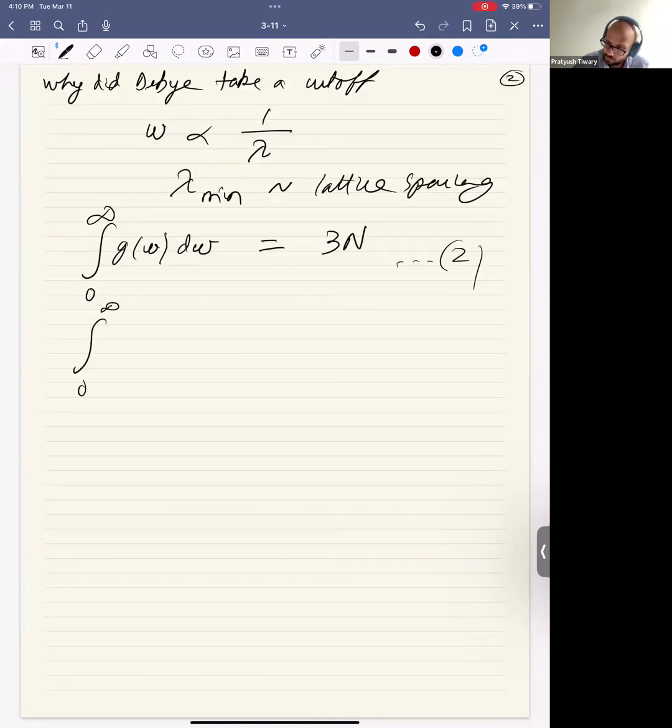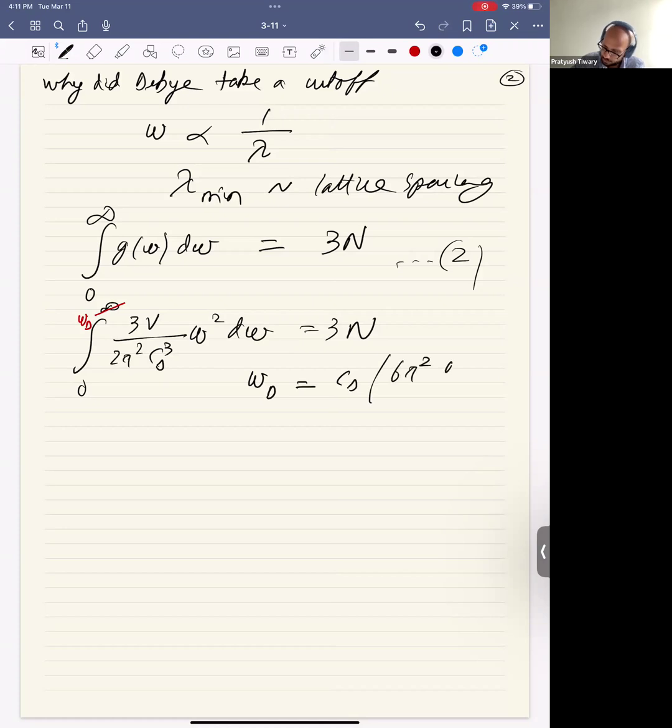So if you do that, you get the integral of 3V over 2 pi square Cs cube, omega square d omega, equal to 3N. Notice that now this integral won't be going to infinity because Debye's thing cuts off at omega D. If it was going till infinity, then of course it would diverge. So from this integral, you can get the Debye frequency, omega Debye, which comes out to be the speed of sound multiplied by 6 pi square N by V to the power 1 by 3. And N by V is the density of the material. So that's what we get for Debye.